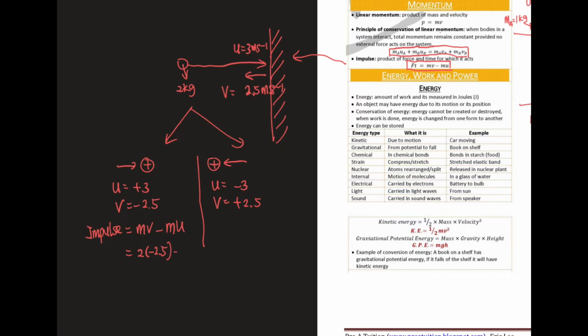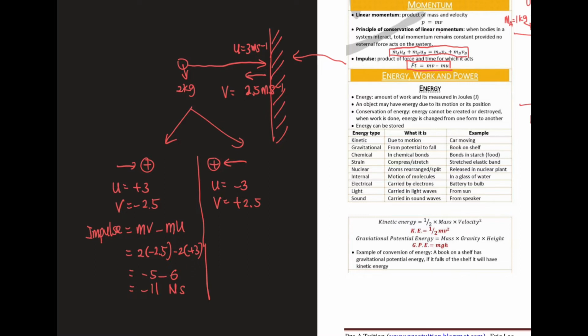Okay, so you see mv minus mu. So 2 times negative 2.5 minus 2 times positive 3. So you get negative 5 minus 6, you get negative 11. Okay, negative 11. So the unit is Newton second. So this is the impulse. We get a negative value.